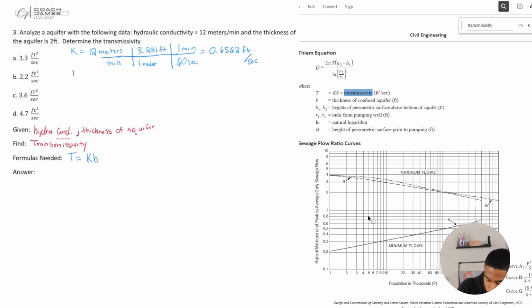All right, so we got K. What is B? All right, I'm looking at the variables that I need, right, which are here. We got K. What is B? Well, I know that B is going to be the thickness of the aquifer, and we get that to be 2 feet. It's given. So now it's just a matter of plugging and chugging to get our transmissivity.